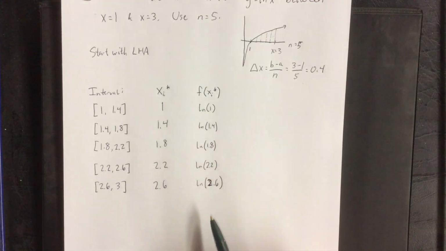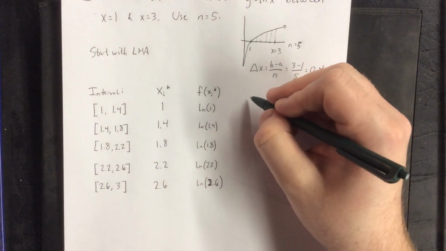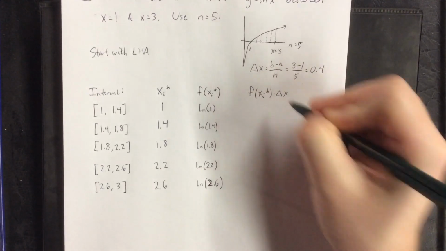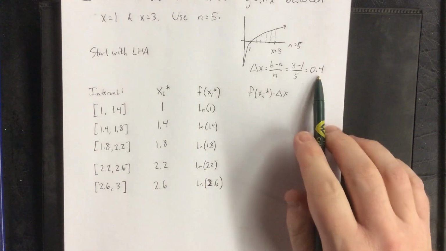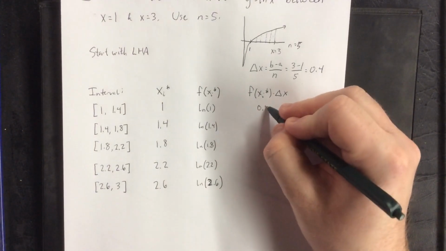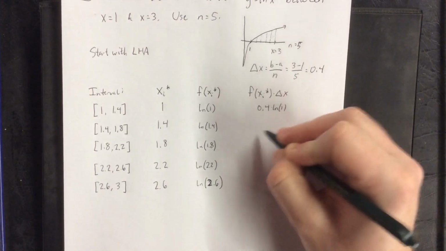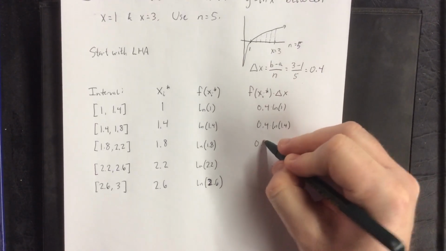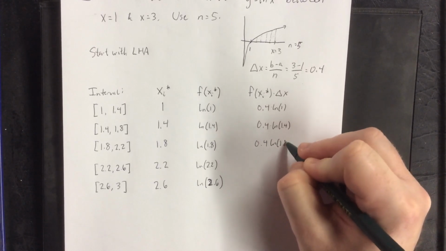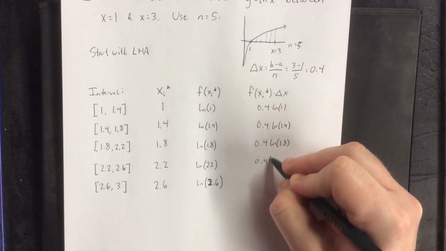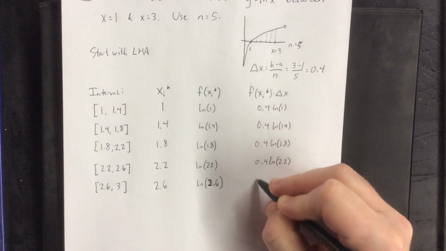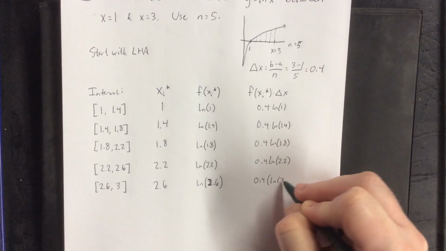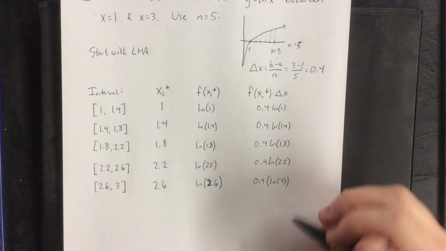So that gives the heights of the rectangles. For the areas of the rectangles, we'll be taking those heights and multiplying them by the corresponding length of the base. The length of the base is going to be 0.4. So we'll be doing 0.4 times the natural log of 1, 0.4 times the natural log of 1.4, 0.4 times the natural log of 1.8, 0.4 times the natural log of 2.2, and 0.4 times the natural log of 2.6.